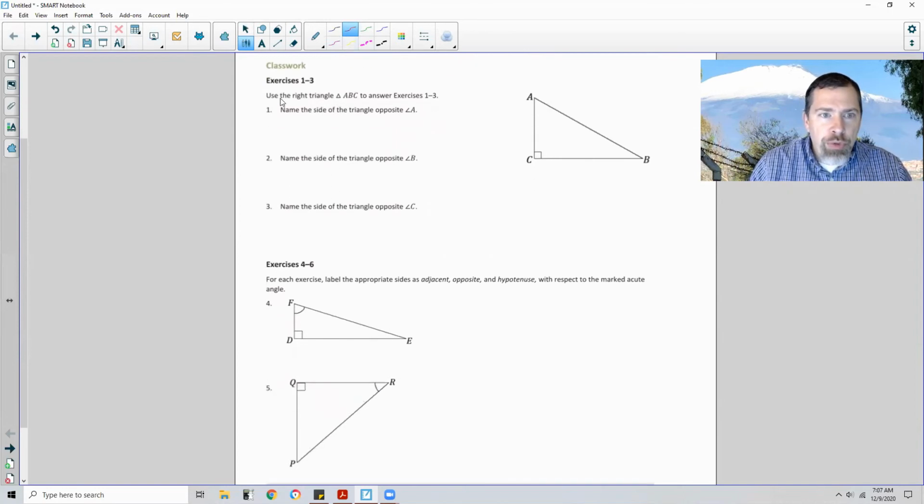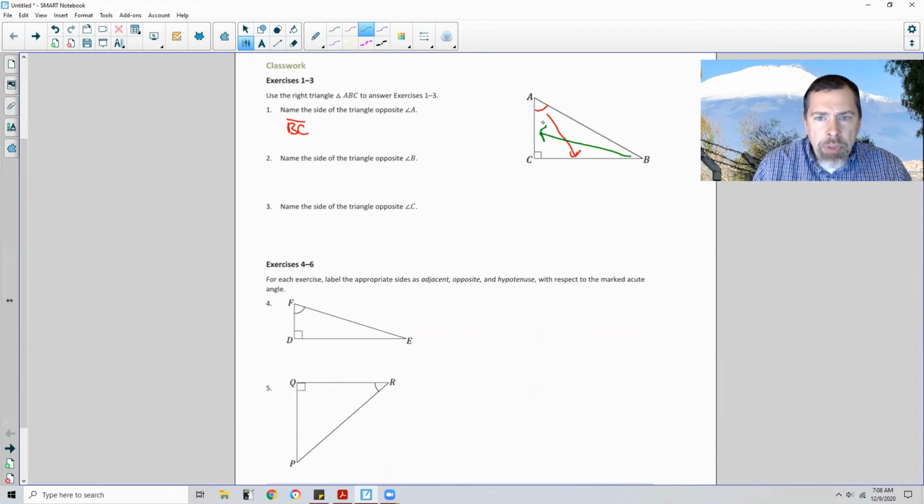Exercises 1 through 3. Use the right triangle ABC to answer these exercises. Name the side of the triangle opposite angle A. The side opposite angle A is side BC. Okay. Name the side of the triangle opposite angle B.